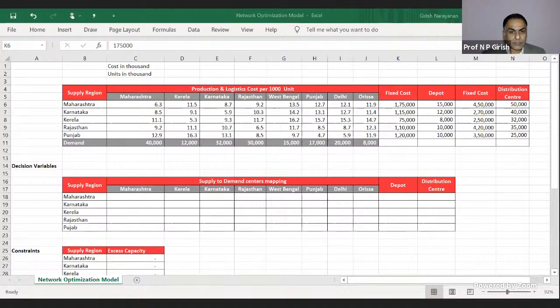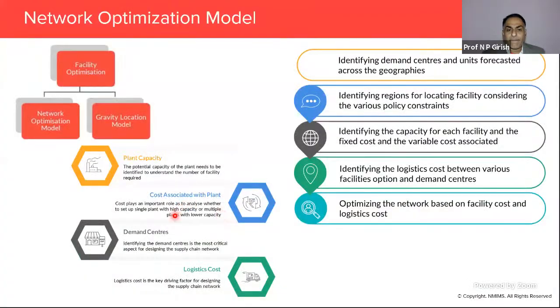Hold on. Are we talking about this one? Cost associated with the plant? Whether to set up a single plant with high capacity or multiple, yeah, that's fine. So you can even go with the cost, because when you're talking about setting up a plant, normally it's about the fixed cost, and the variable cost is operating. Okay. So yeah, you're right. This is actually fixed cost, the cost associated with the plant. Yeah. Logistics cost is variable. Correct. Absolutely.